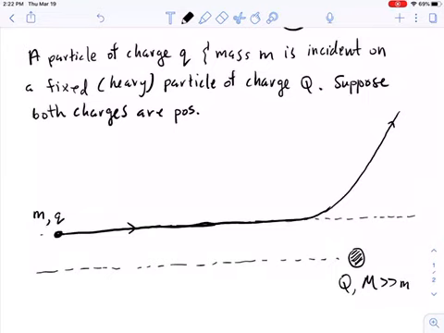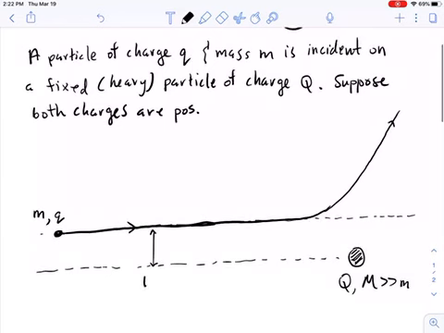Notice that I didn't have these particles exactly in line. They were offset by some distance. That distance is called b, and it's known as the impact parameter.